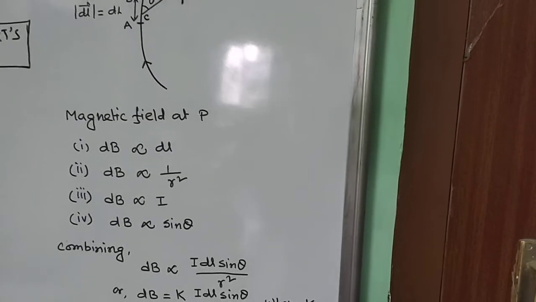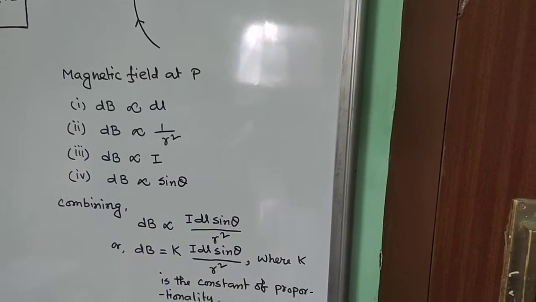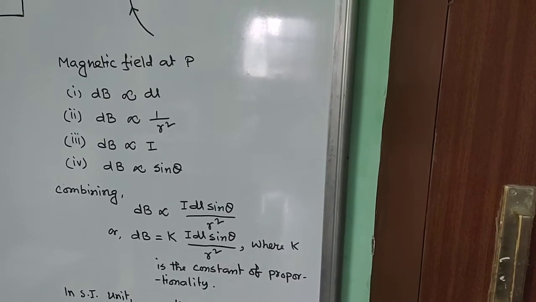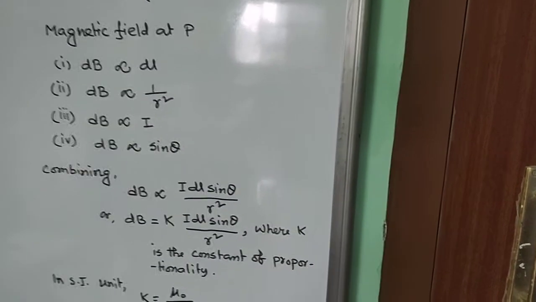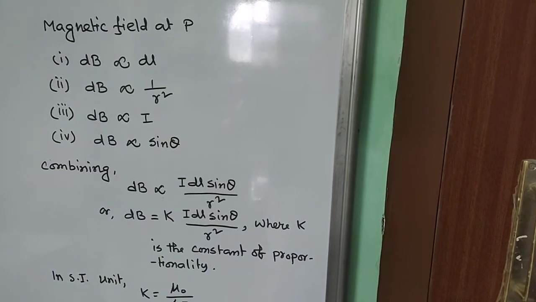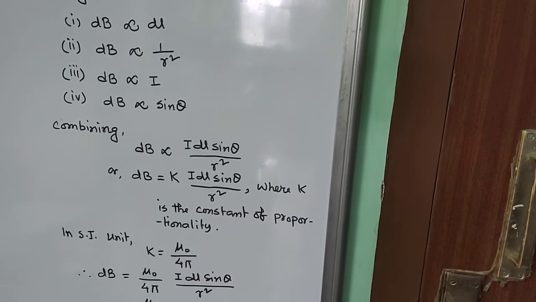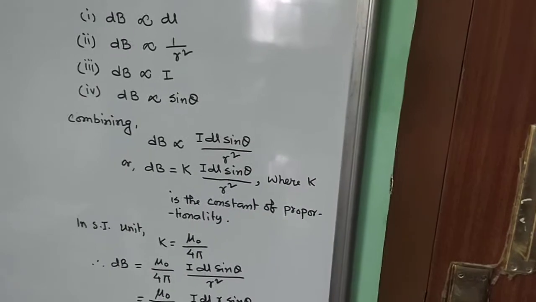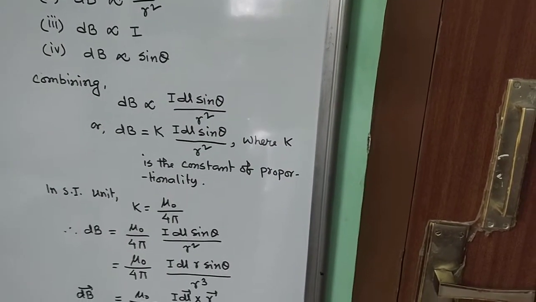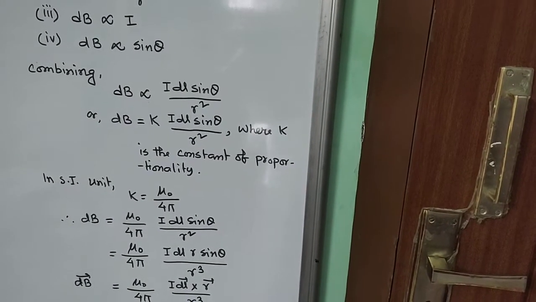So combining these factors, dB is proportional to I dl sine theta by r square. So dB equals k I dl sine theta by r square, because we have to remove that proportional symbol; for that we bring one constant of proportionality, where k is the constant of proportionality. In SI units, k comes out to be mu naught by 4 pi. So if you substitute mu naught by 4 pi, you will get the expression dB equals mu naught by 4 pi I dl sine theta by r square.